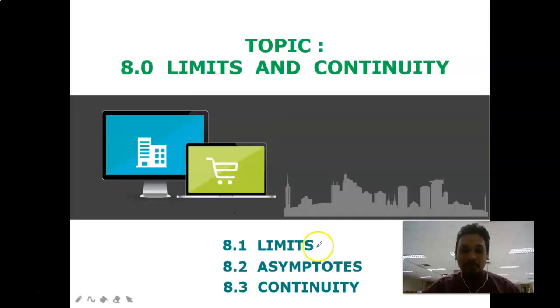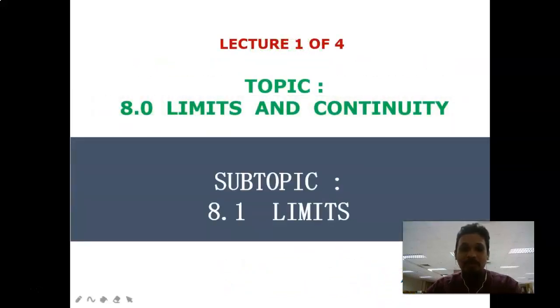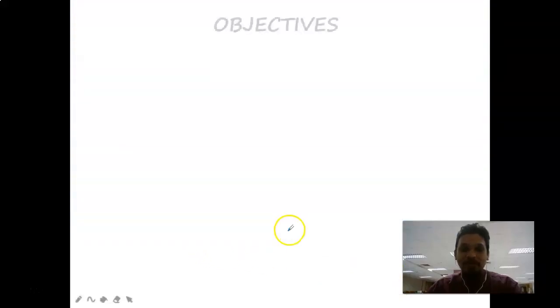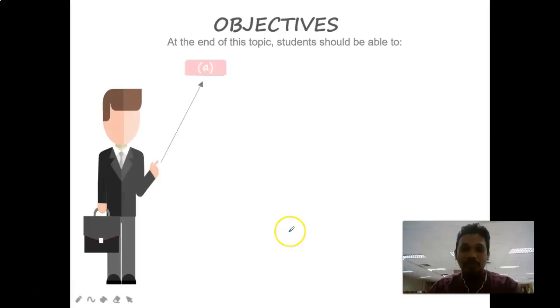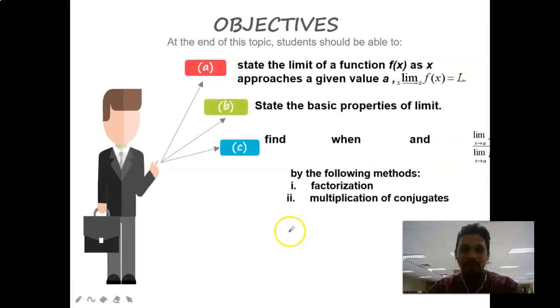There are three parts that we discuss in this topic, which are limits, asymptotes, and continuity. The first part of this topic, 8.1, is limit. We're going to look into the content. What is it all about? We call it the limit in this part.